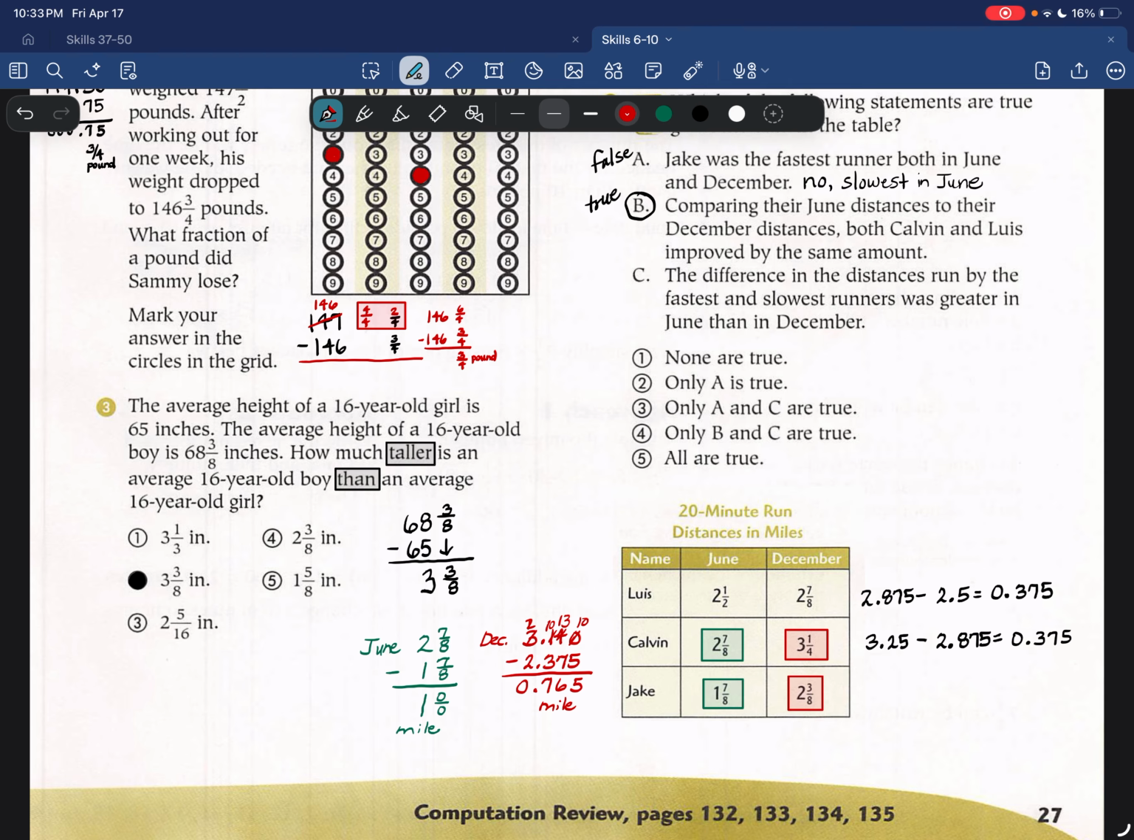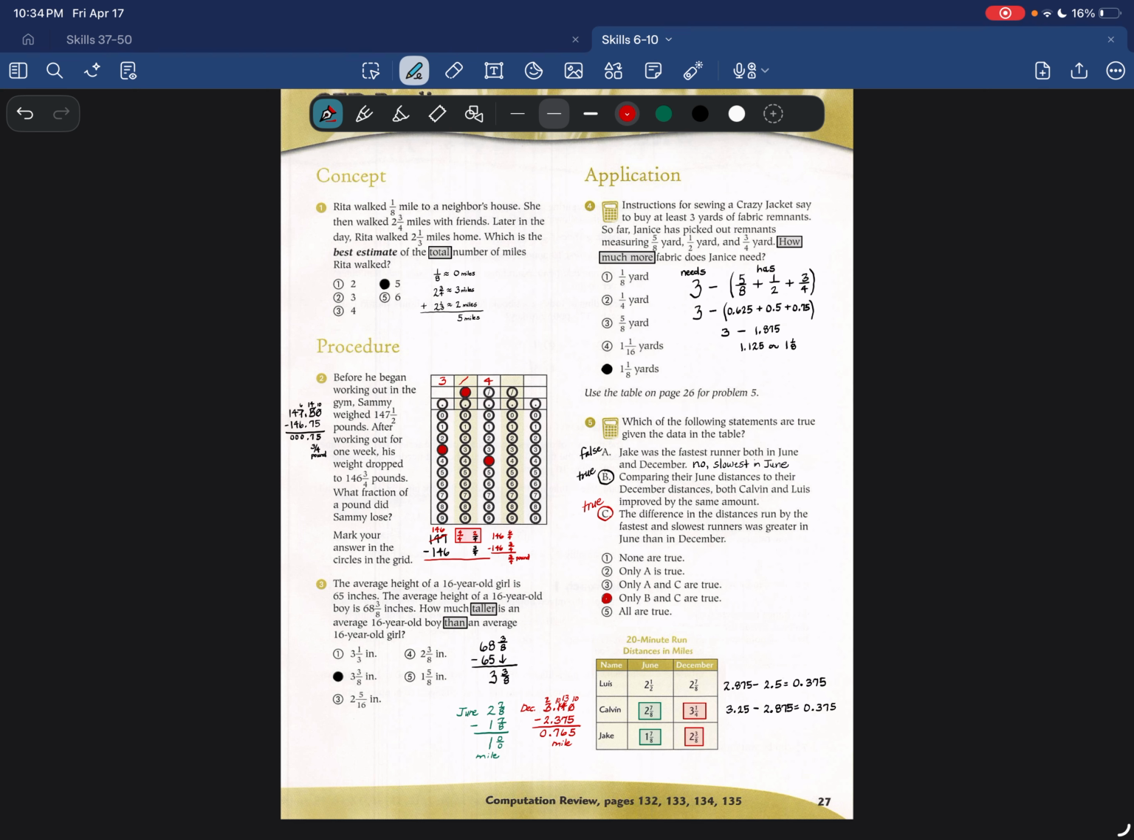The difference in distances run by the two runners was greater in June. That is true, because in June it was a whole mile difference. In December it was not. So B and C are true, and that would mean that my answer is number 4. Goodness, what a problem. That's a good one, but it is very time consuming. I won't be sad to leave the fractions behind.